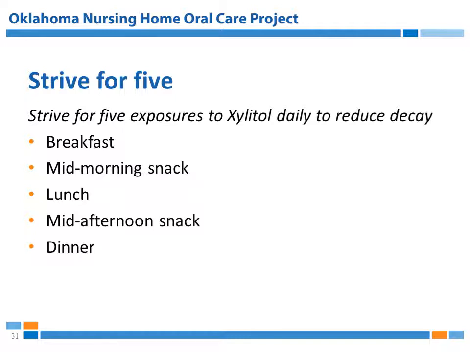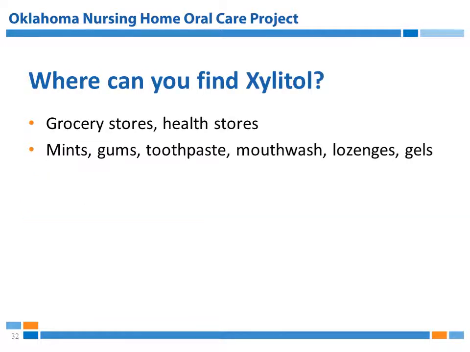Some people who are at a very high risk for cavities will be put on a special toothpaste that has xylitol in it. Xylitol you can get at the grocery store or health food stores. Sometimes it's in mints and gums, toothpaste, mouthwash, lozenges, and gels.